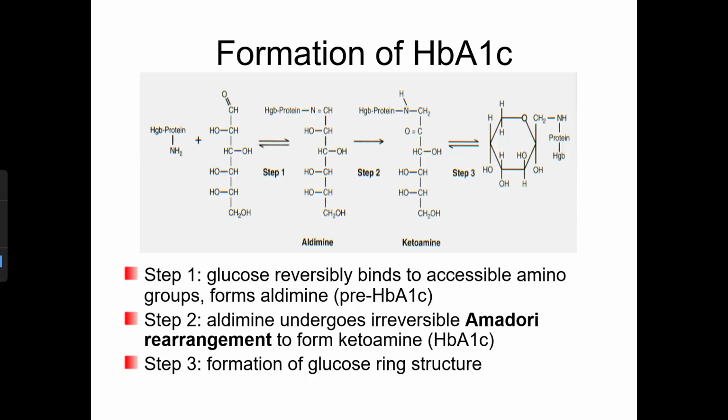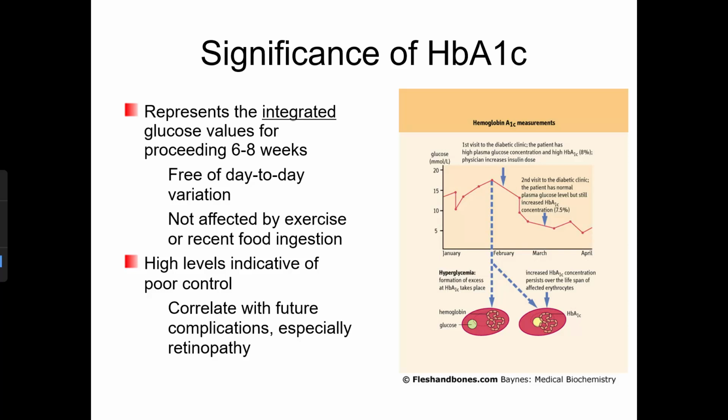So here you can see the steps involved with the formation of hemoglobin, or HbA1c. So step 1, glucose reversibly binds to the accessible amino groups. Step 2, aldimine undergoes irreversible rearrangement to form ketoamine, and then you have the formation of the glucose ring structure. The significance: this represents the integrated glucose values for the preceding 6 to 8 weeks, free of day-to-day variation.